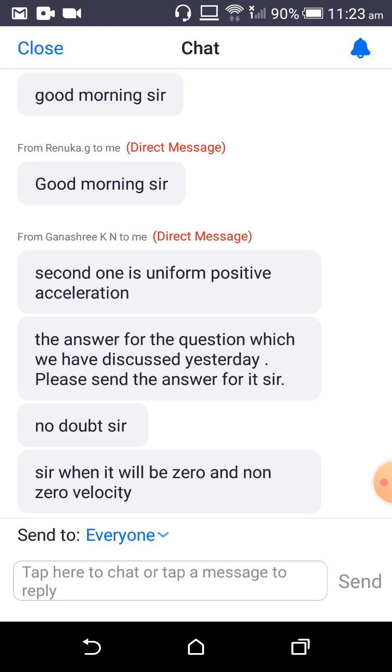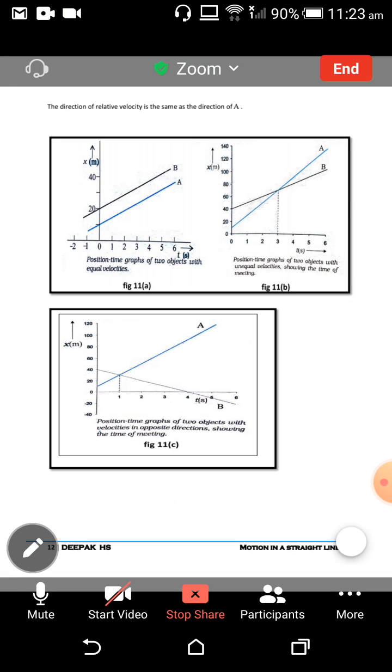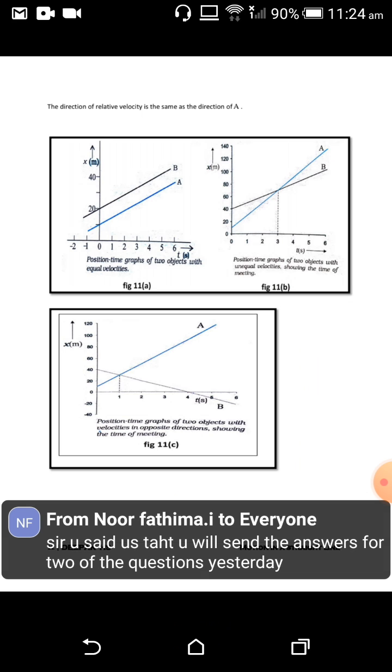Ganashri, sir, when will relative velocity be zero and non-zero? Okay, so if two bodies are moving in the same direction at the same velocity, then the relative velocity will be zero. If the two objects or bodies are moving along the same direction at the same speed, the relative velocity is said to be zero. And non-zero, you can guess by yourself.